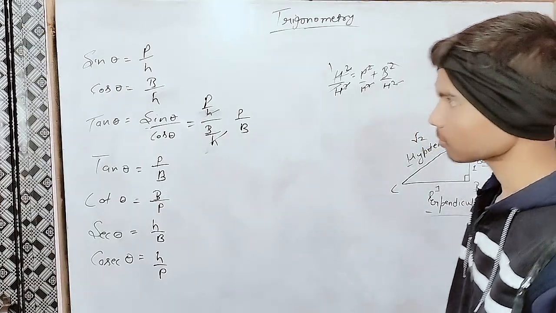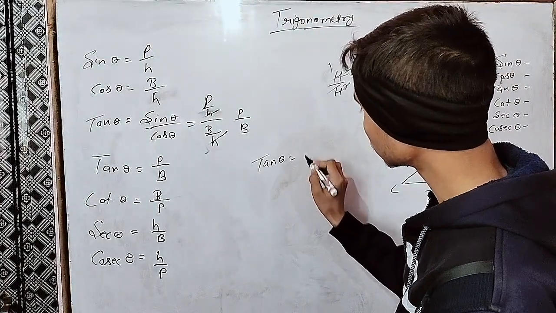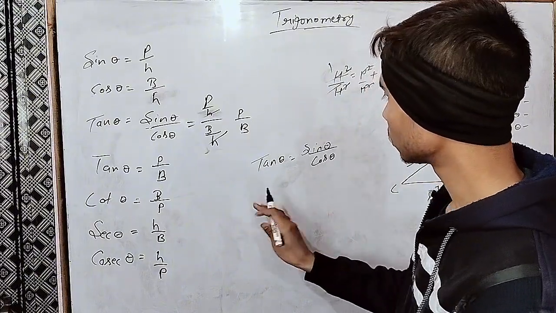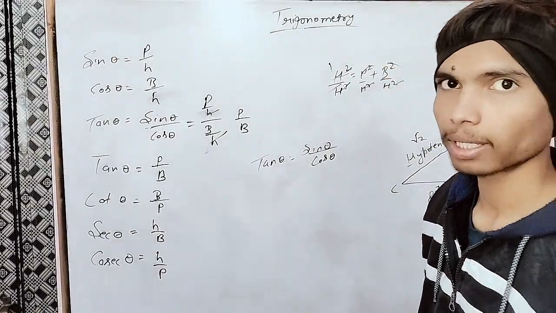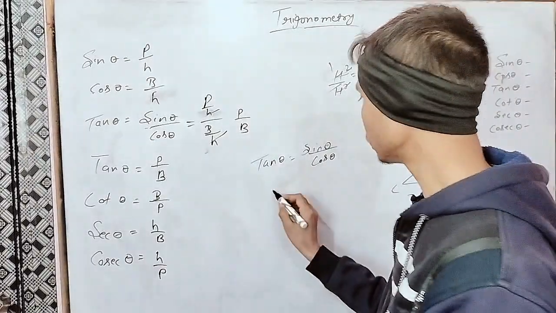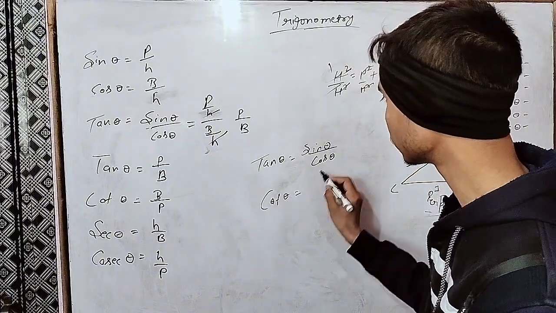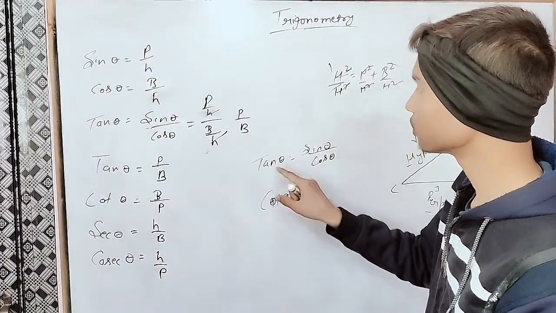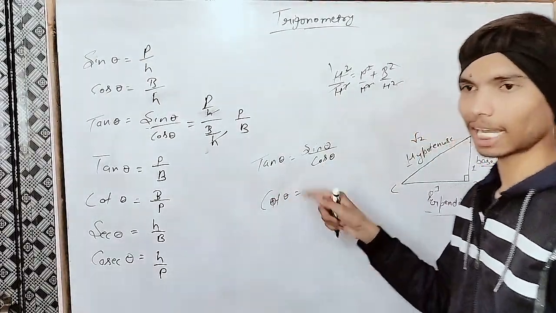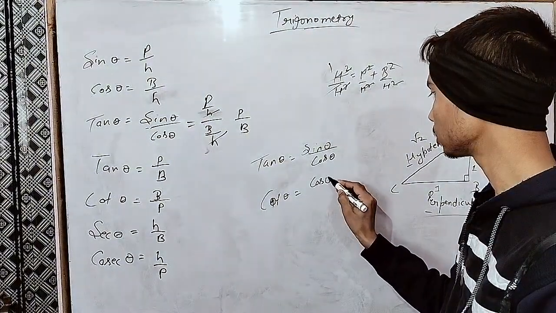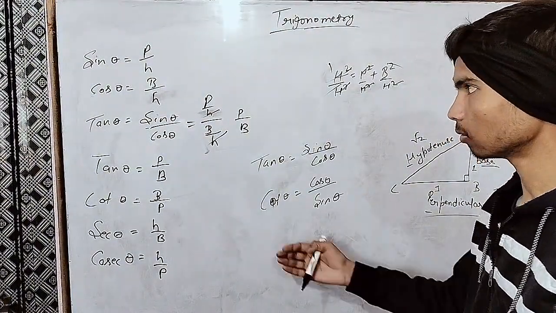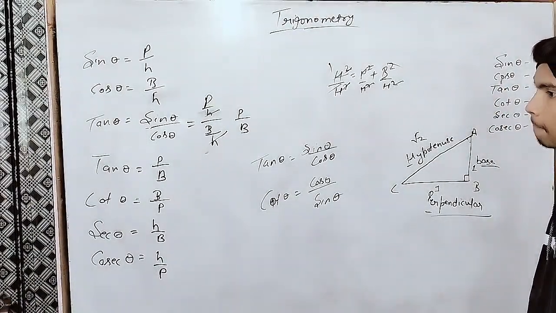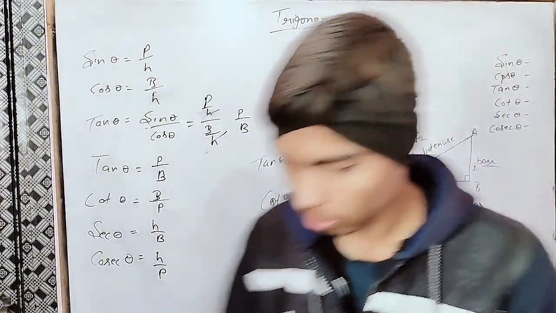Got it? Remember, tan theta is equal to sin theta upon cos theta. Similarly, cot theta is the opposite of tan theta, so it will be written in the opposite manner: cos theta by sin theta. Going forward, we will look at these after solving questions.